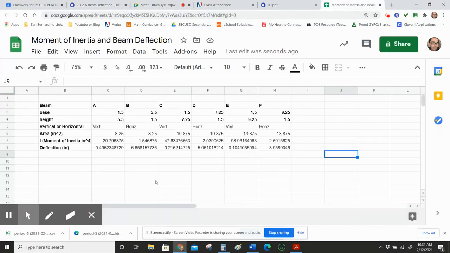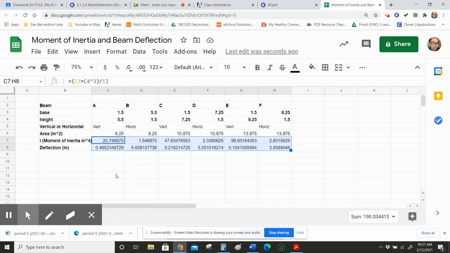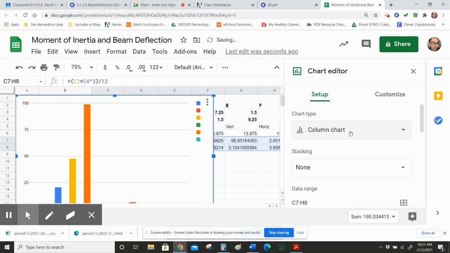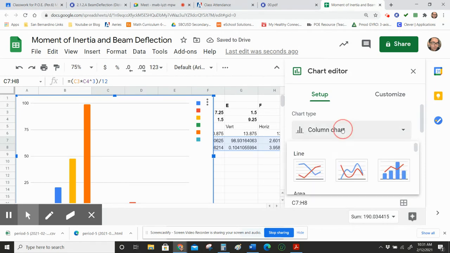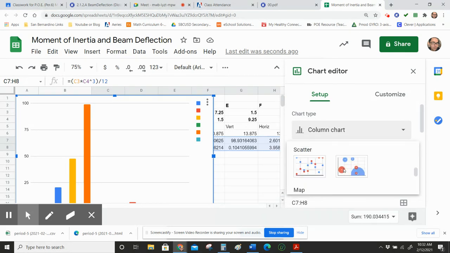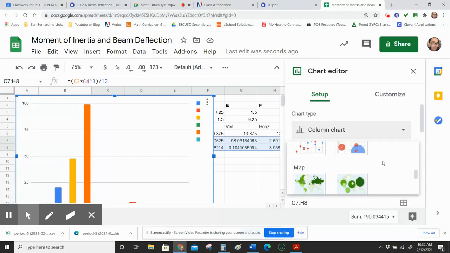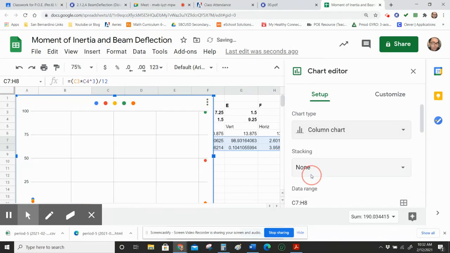Since we already have the numbers that we need, we're going to highlight the two bottom rows, where we have the moment of inertia and beam deflection. We're going to go to insert. There should be a chart option, right? So chart would be a graph, and it gives you a bunch of different graphs to choose from. Here where it says chart type, we can change that to a line, area, column, bar, pie, scatter, whatever you decide to choose. In this situation, I think that the better one would be a scatter plot.